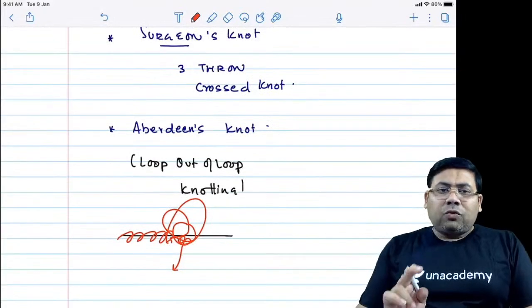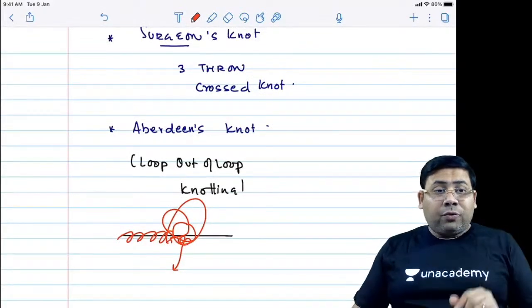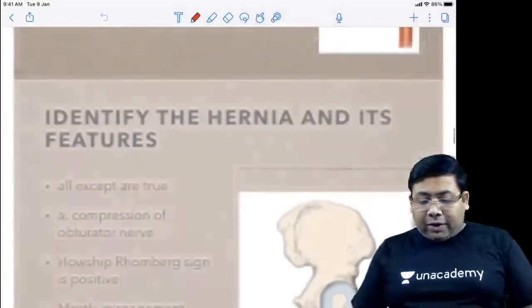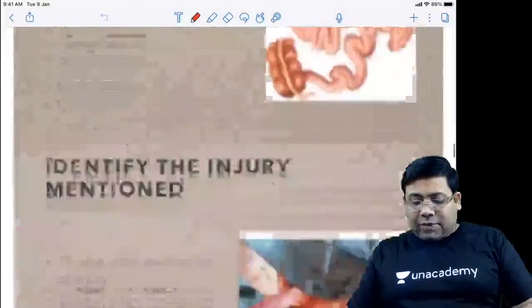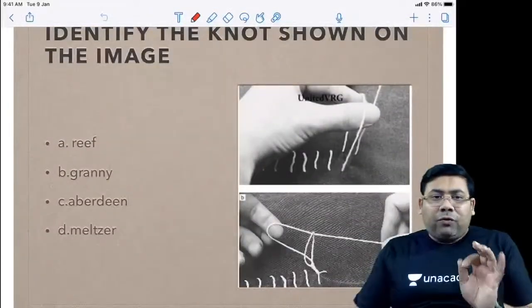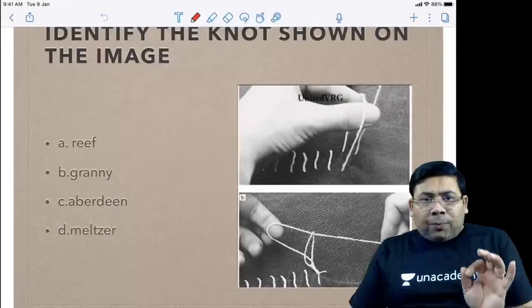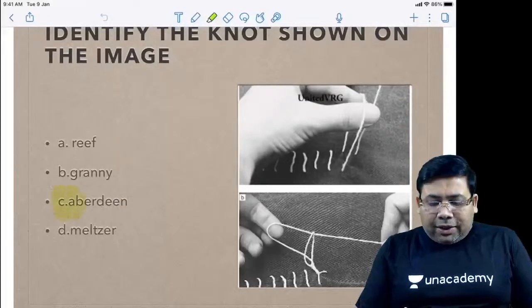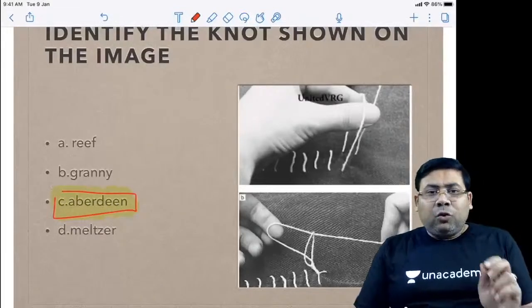So loop out of loop knotting. I'll show you and then you will have a better understanding. I'll ask you an image based MCQ also. There's an image based question also on this. Can you see this knot? Loop out of loop knotting. So the answer here is what? Aberdeen's. Aberdeen's is the answer.